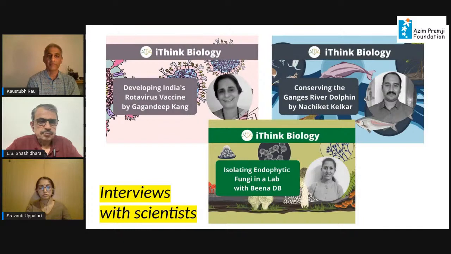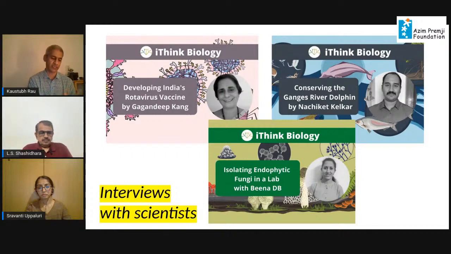After which, another aspect which is part of that bridging science and society is that we have interviews with scientists, with practitioners who have chosen to tell us how they've gone about looking at a particular problem. So the interview highlights two aspects. One is the scientific aspect of a particular chapter. So here we see interviews with Gagandeep Khan or Nachiket Kerkar or Beena, who's a faculty at APU.